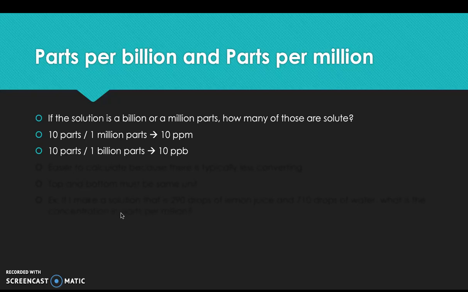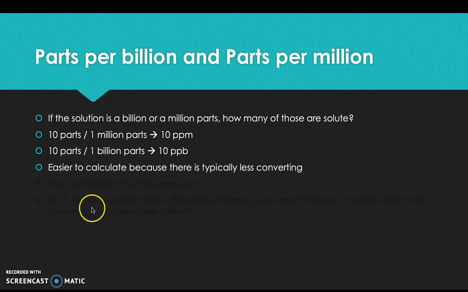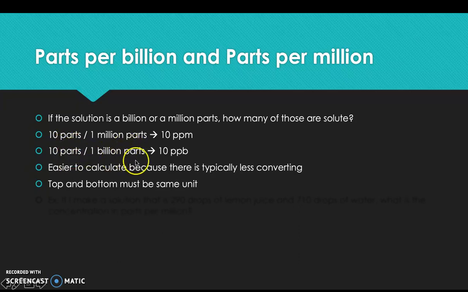These are used for much smaller concentrations, so you'll often see water quality testing done with ppm or ppb just because the concentration is so much smaller. These are also easier to calculate because there's typically less converting, since we don't actually need moles or any specific thing. We just have to make sure that the top and the bottom of this, so my parts here, are the same unit. So I could have milliliters and milliliters. I could have grams and grams. It doesn't matter what it is. It just matters that they're the same unit.